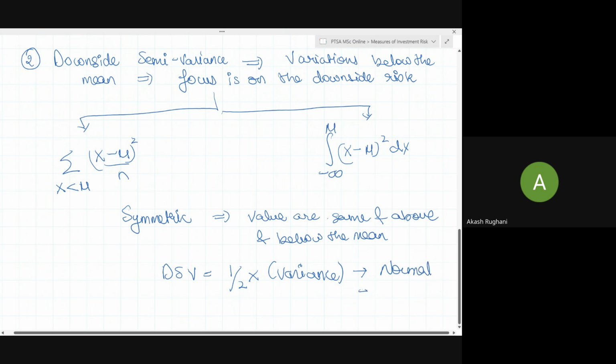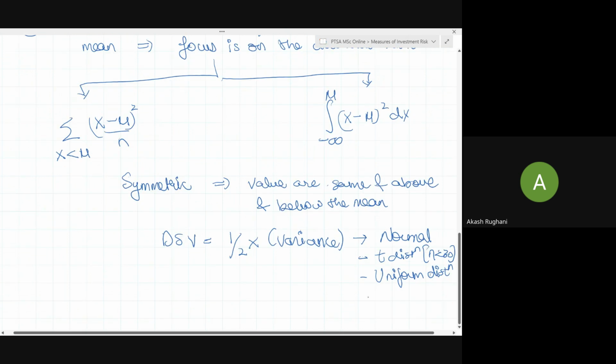Any other distribution that you know is symmetric? T distribution, for degrees of freedom less than 30. What else? There are others, guys. Think. Uniform distribution. The next is the uniform distribution. And the last one I'll say is binomial, but binomial with a condition that p is half.